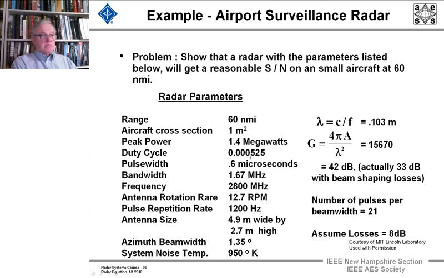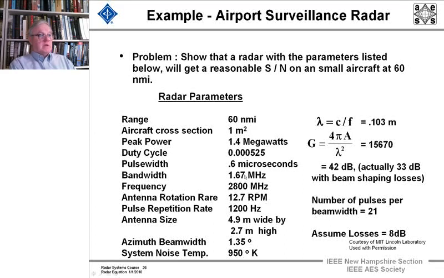Duty cycle, quite small, 0.6 microsecond pulse width. And the inverse of that, 1.67 megahertz, is the bandwidth. The frequency is at S-band, 2.8 gigahertz. Rotation rate, 12 RPM. That's about 5 seconds approximately. The pulse repetition rate is 1200 hertz. And the antenna size is about 4.9 meters wide by 2.7 meters high. The azimuth beam width is 1.35 degrees, and the system noise temperature is 950 degrees Kelvin.